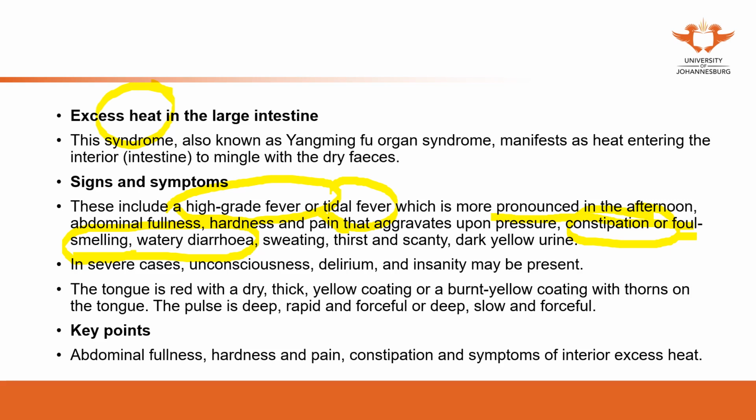In more severe cases, the patient can present with unconsciousness. What happens is the heat affects the heart. Excessive heat affects the heart. Forceful pulse, rapid.